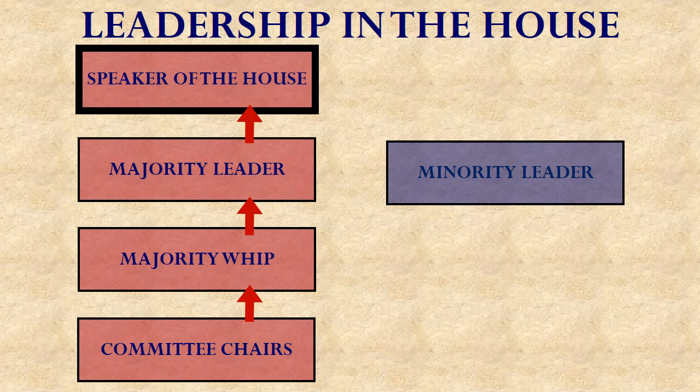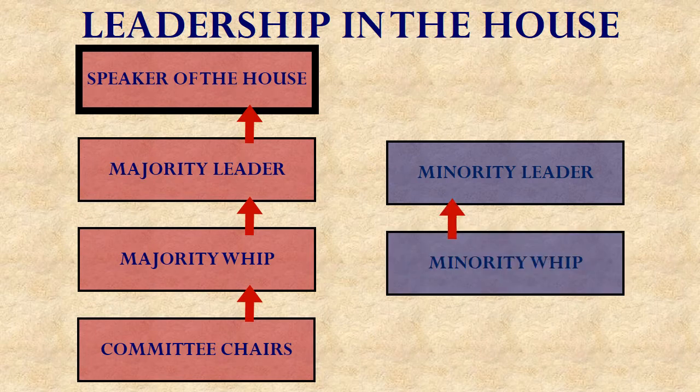The minority leader is then assisted by a minority whip and a collection of assistant whips. Just like with the majority whip, the job of the minority whip is to go around among the members of the minority party and try to keep them voting the right way, the way that the minority leader wants. So the minority leader in the House of Representatives works to keep her party organized to oppose the majority party.